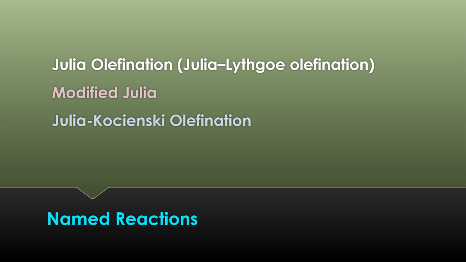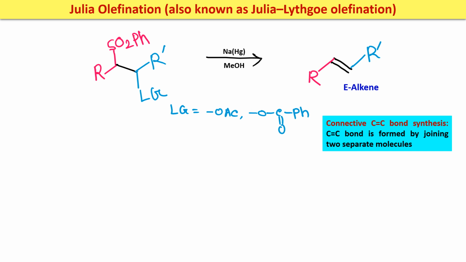Hello everyone. So this video is Julia olefination, where we will see how we can make a C=C double bond, and there will also be a discussion related to the modified version of this reaction, which we call modified Julia, and then also the more developed version of modified Julia, which is Julia-Kocienski olefination. So let's start. Julia olefination.